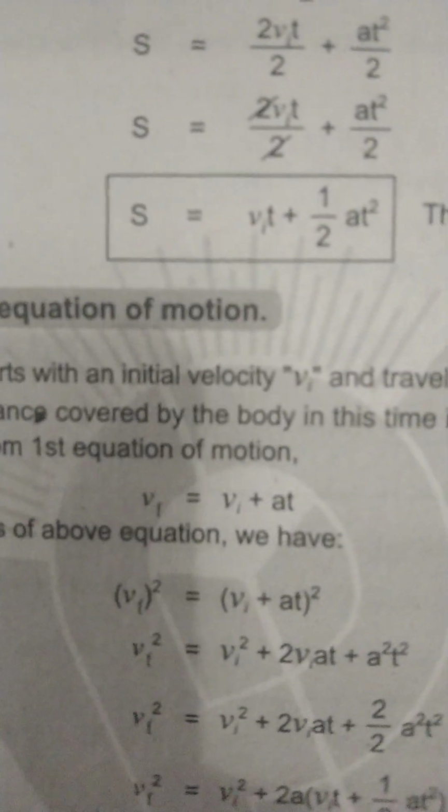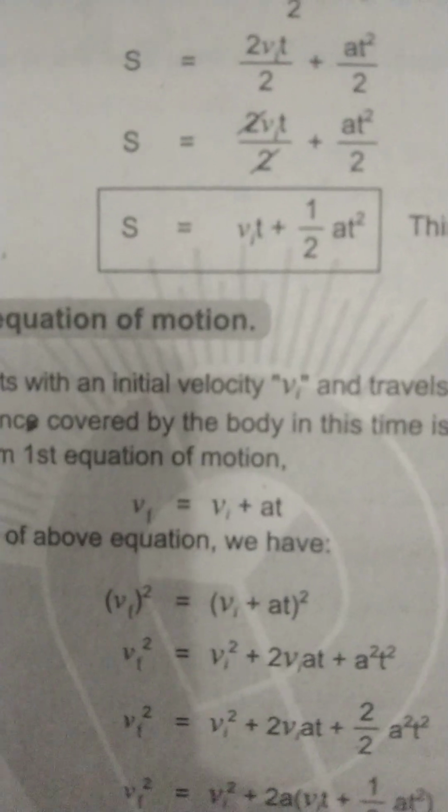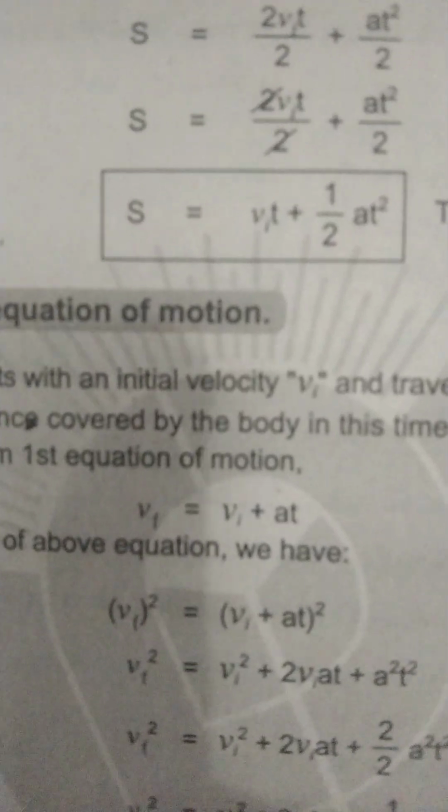Students, you have to remember this equation. Without it, no numerical, no problem, everything will be difficult. So the second equation says, do remember, S is equal to vit plus 1 upon 2 at square.